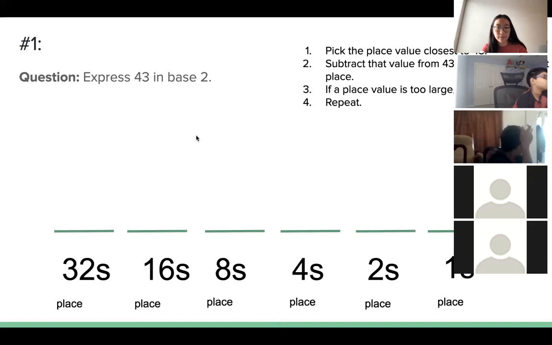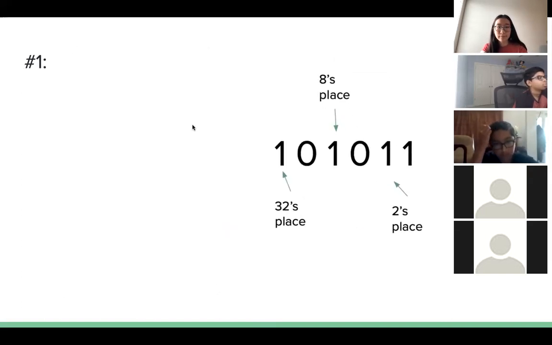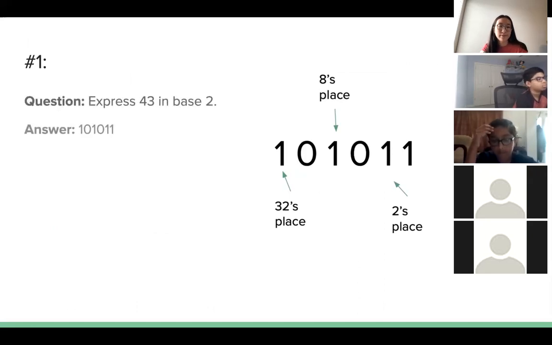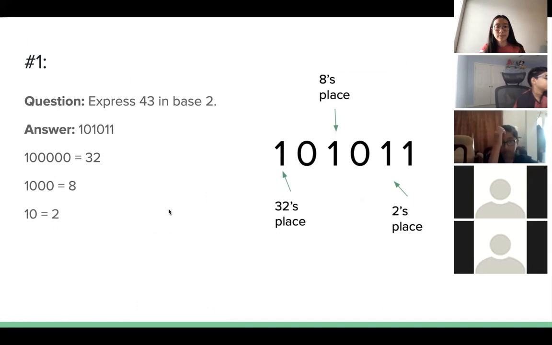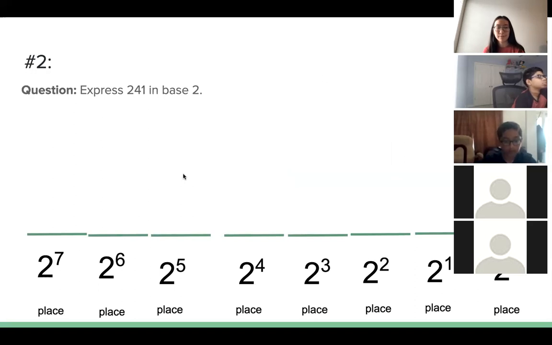Okay, so 3 of you are saying the same answer, 1 0 1 0 1 1, and let's see. Okay, you guys are correct. So that's our answer, and we're going to break this down. This 1 in the 32's place just represents 32. The 1 in the 8's place represents 8. The 1 in the 2's place represents 2. The 1 in the 1's place represents 1. So if we sum all of those together, we get 43. Oh, good job.